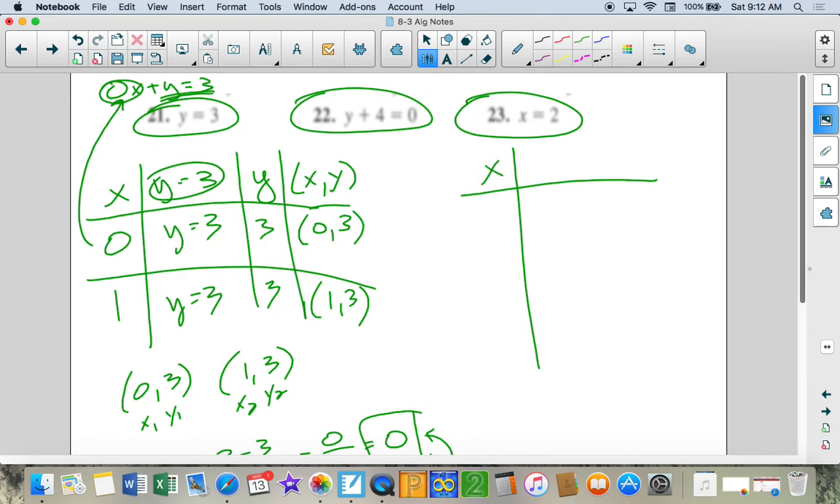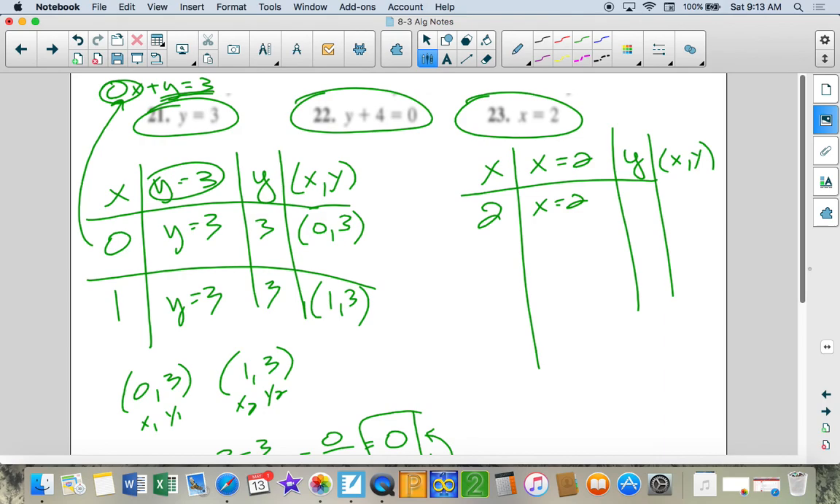So here it gets very interesting. We can't plug in 0 for x, because if we plug in 0 for x, you would get 0 equals 2. That would be a false statement. Since it's false, it wouldn't be on this line. What's the only point you can plug in for x? Yes, 2. X equals 2.